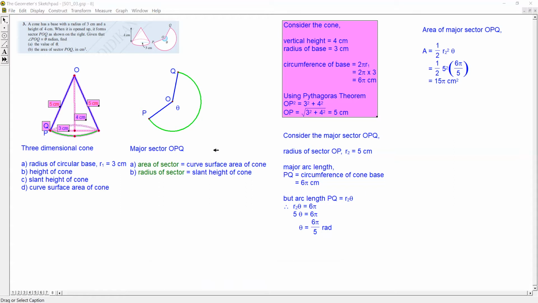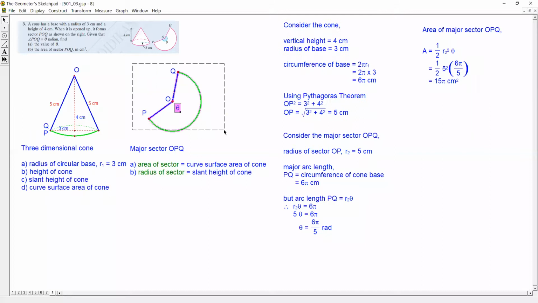Okay or not? So this is the first part. I want to explain to you about the cone. If you have no question, then we go on to the sector.